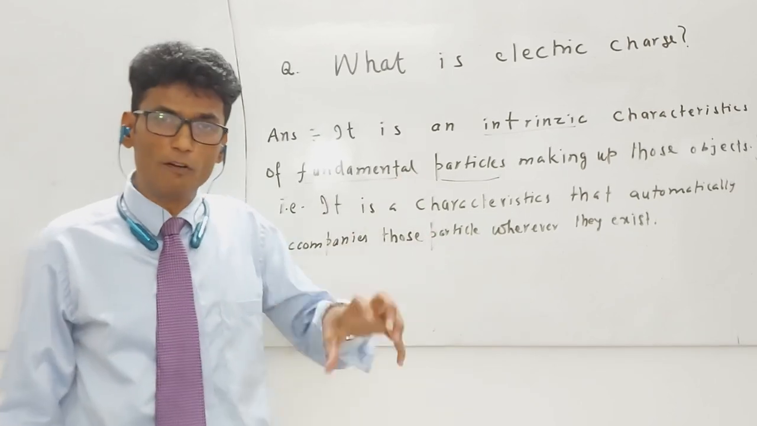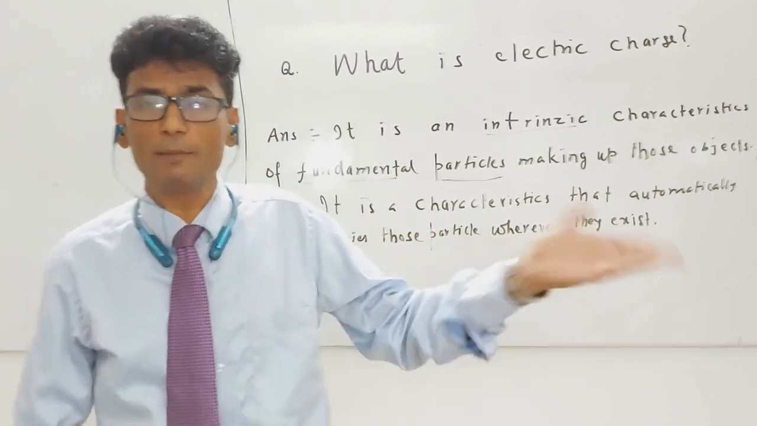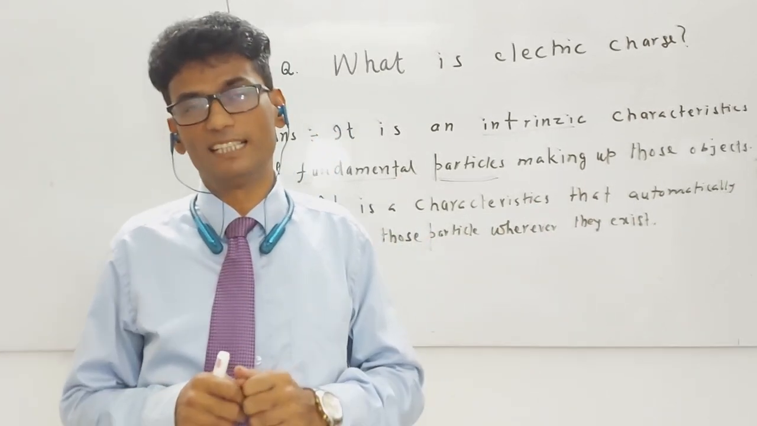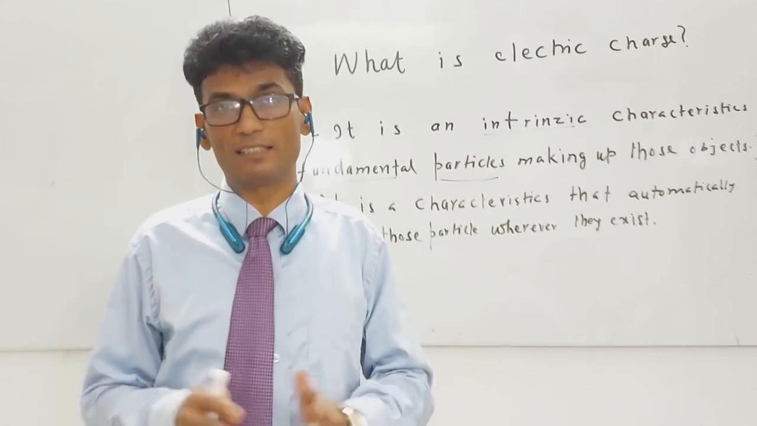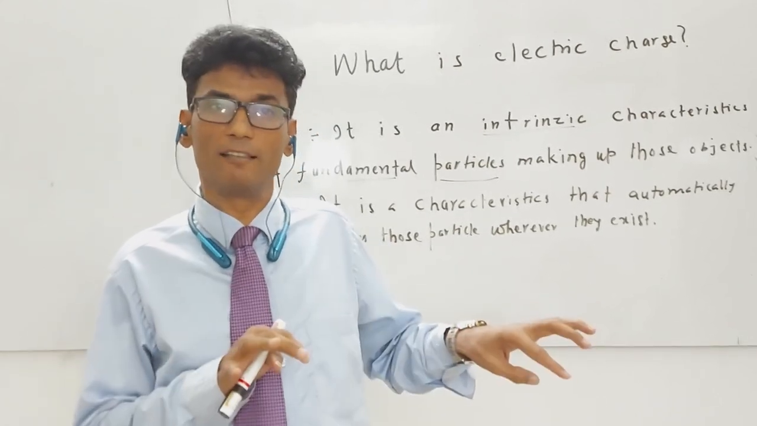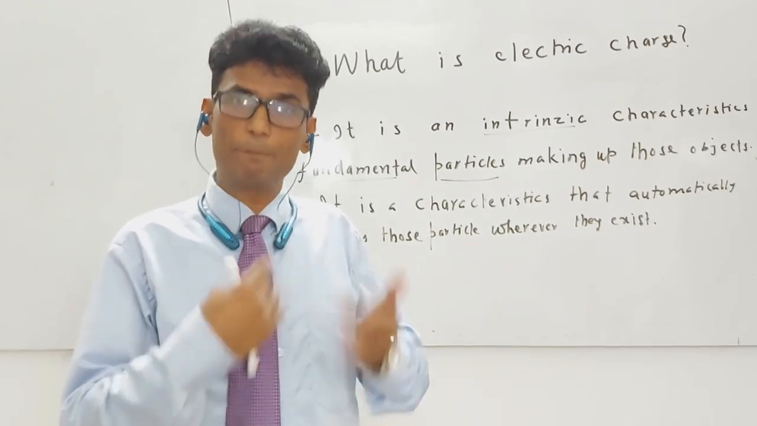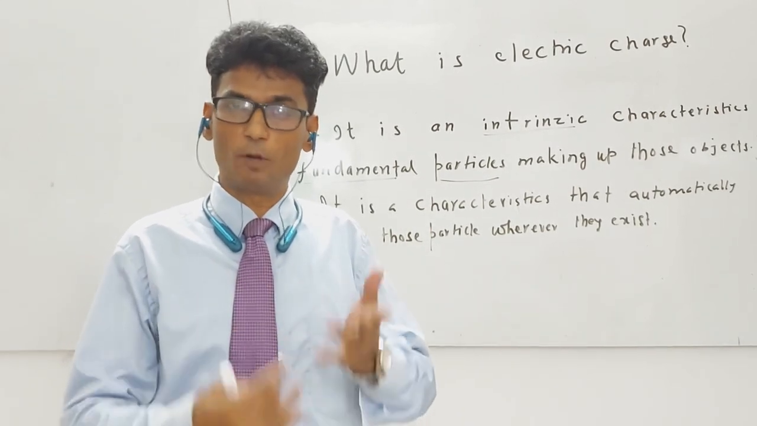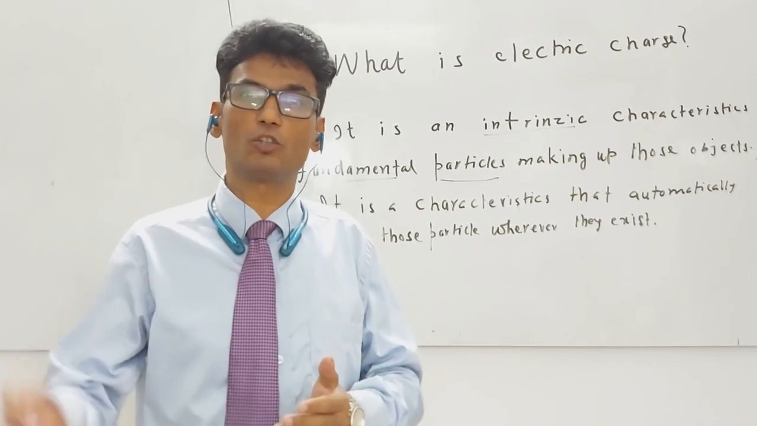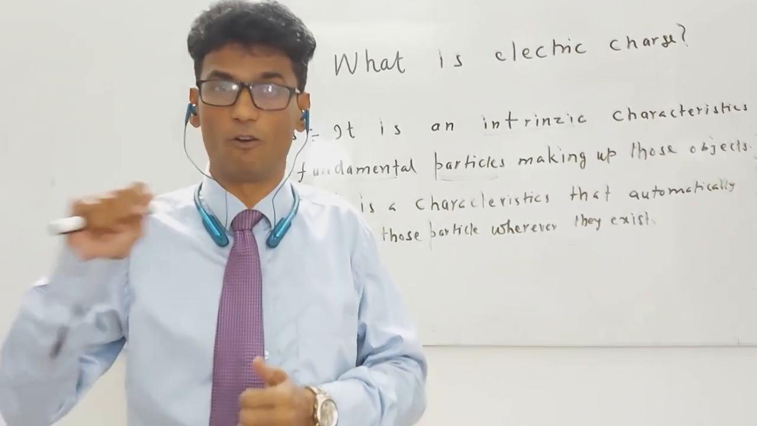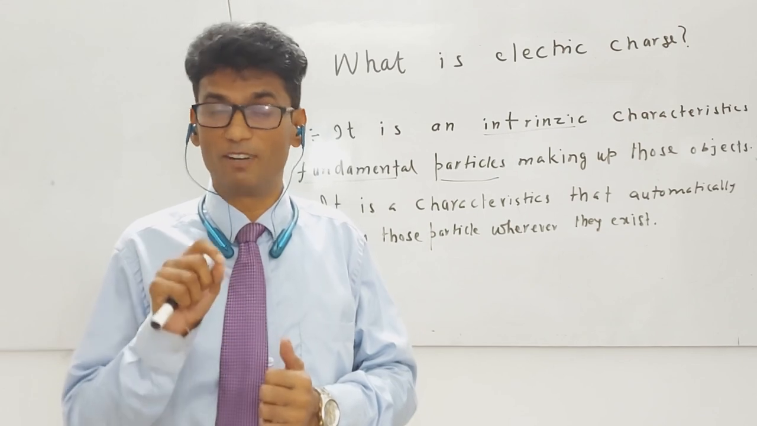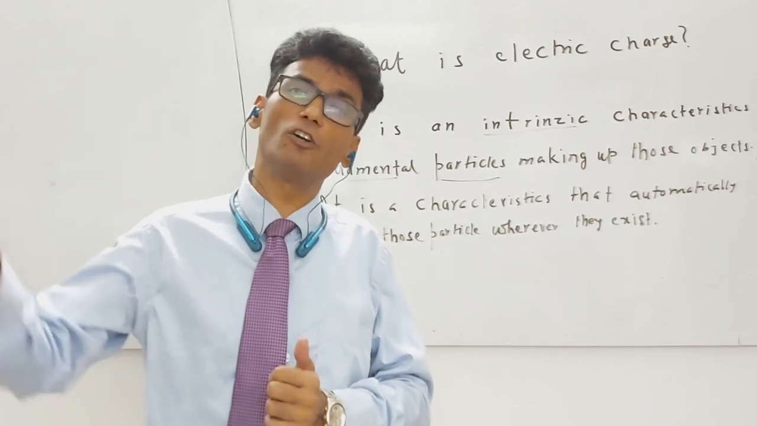So up, down, strange particles have different amounts of charges, plus or minus. And these fundamental particles are combinations of these three: up, down and strange. So add up, in proper combination, the charge on a neutron comes out to be zero. What does it mean? The net charge on a neutron is zero.